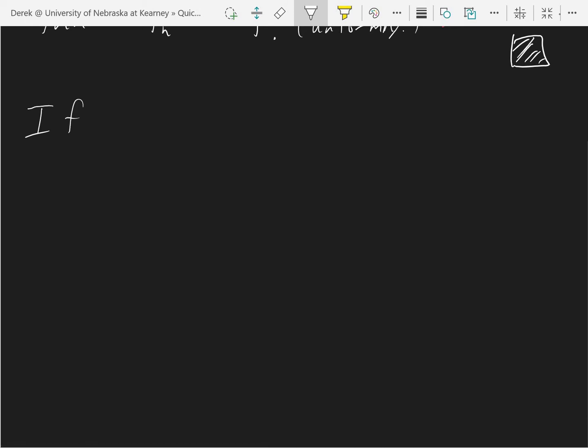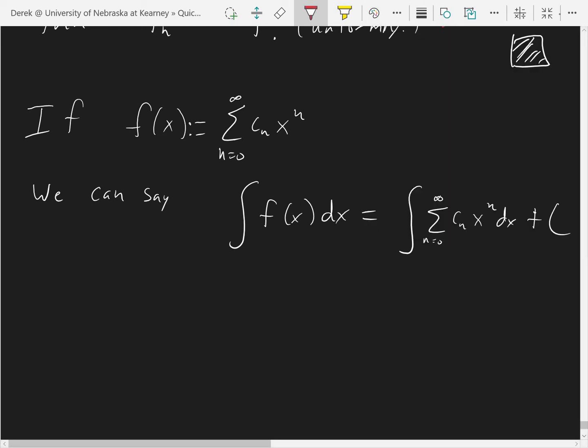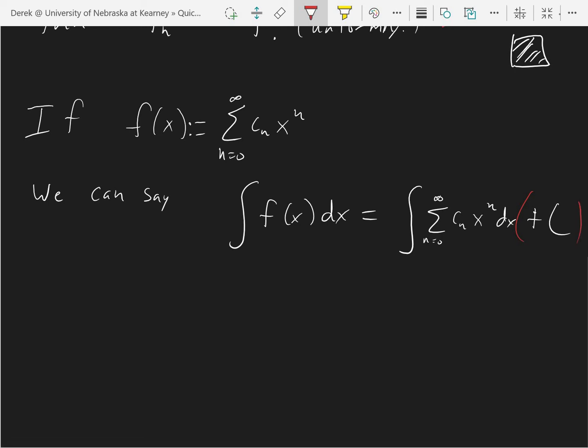If f of x is defined to be equal to the sum of c sub n x to the n from n equals 0 to infinity, we can say that the integral of f of x dx is equal to the integral of the sum of the c sub n x to the n from n equals 0 to infinity dx, and then we get this plus some constant, right? That's sort of not there yet, but I'm going to say why that's important.